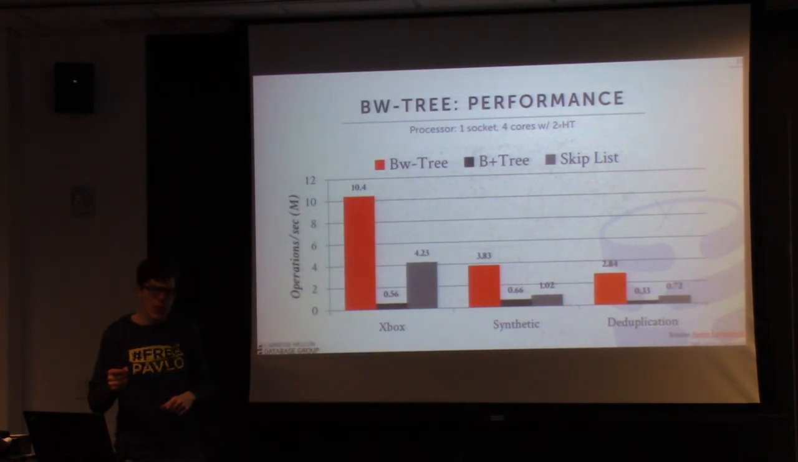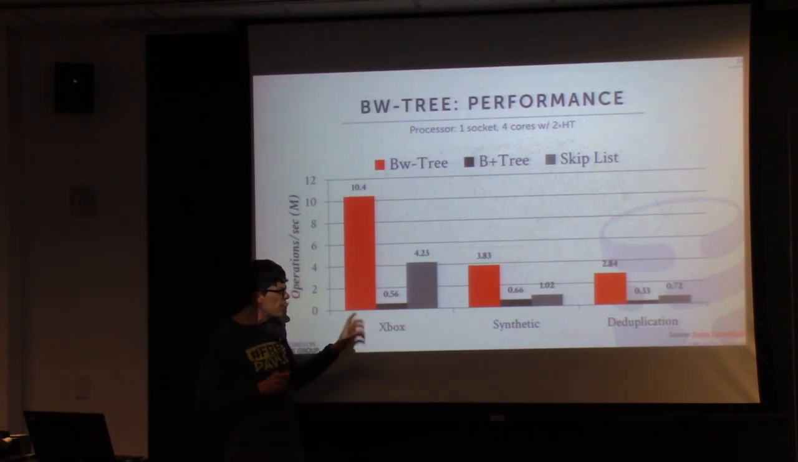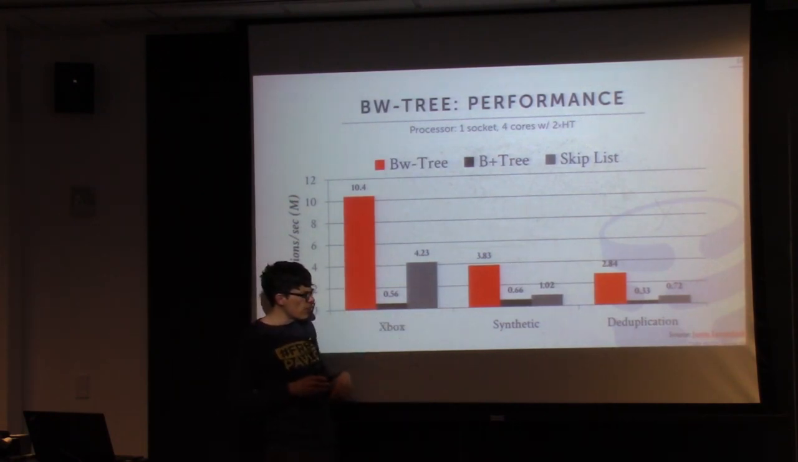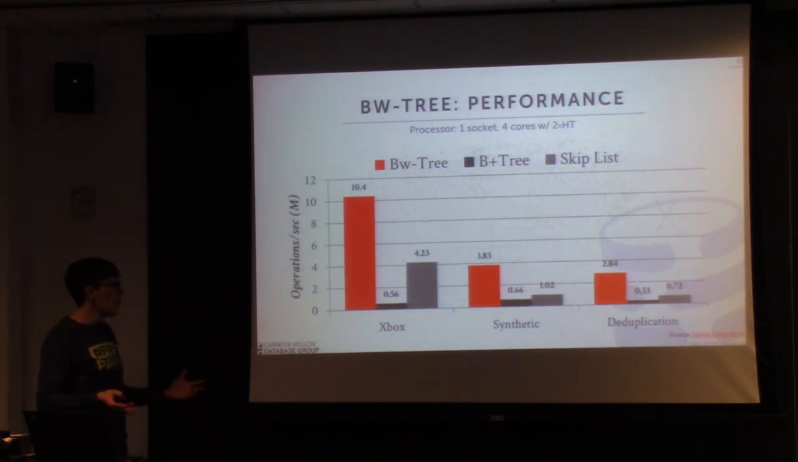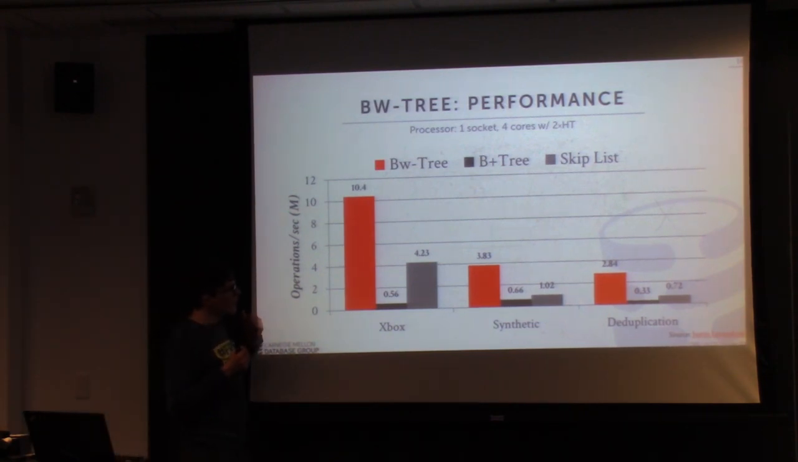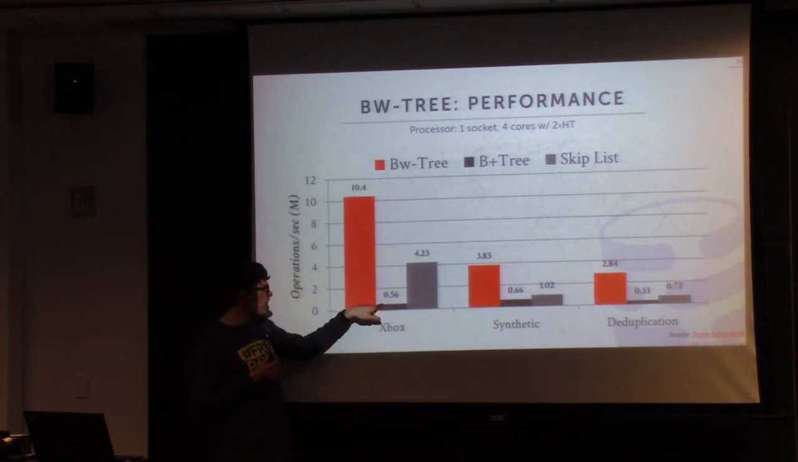I think in the paper, they only show the numbers for the BW tree versus the B plus tree for some of these. So I actually emailed Justin, and this is the full numbers that I think is not fully reported in the paper, but here's the experiments that they did. Across the board, you see that the BW tree is outperforming both the concurrent skip list and the B plus tree. This version of the B plus tree is actually from Berkeley DB.